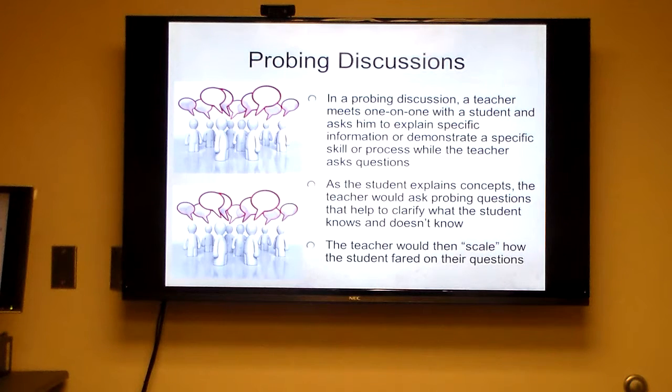So probing discussions, I love this idea, but remember I'm coming from this early childhood background, so of course I see significant value in probing discussions as a potential assessment tool. Basically what happens is the teacher meets one-on-one with the student and says, we're going to explain specific information, demonstrate skills, and the teacher asks questions. The teacher will ask probing questions that clarify what the student knows and what the student doesn't know, and then the teacher assesses how well they fared on those questions.